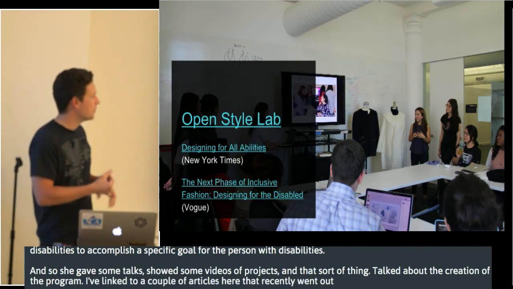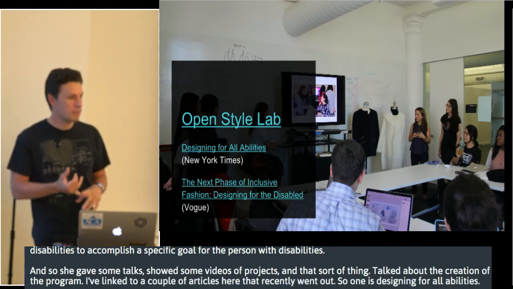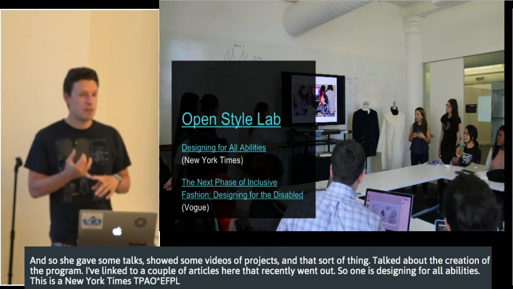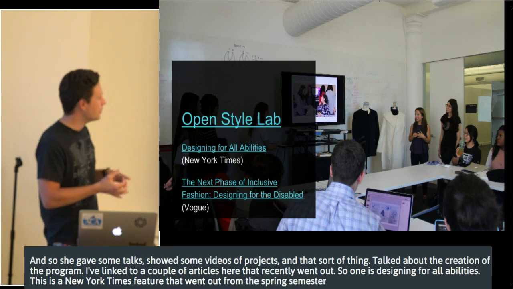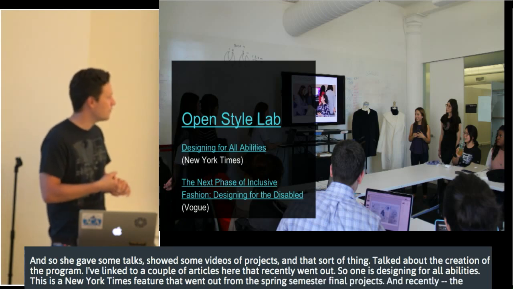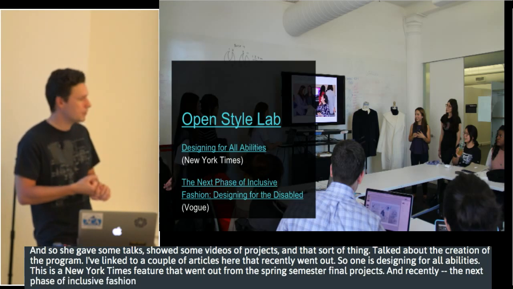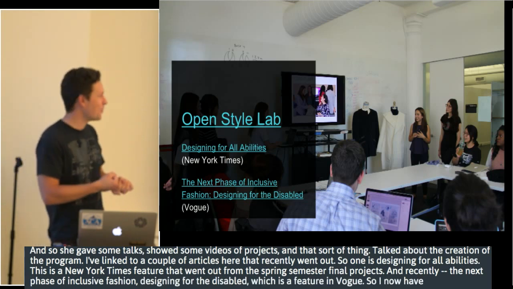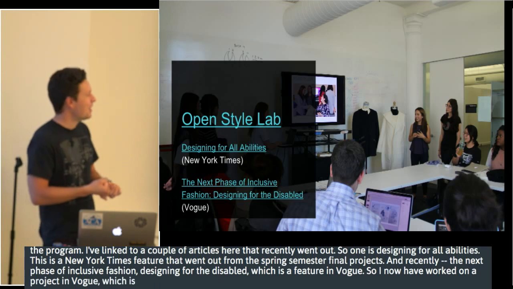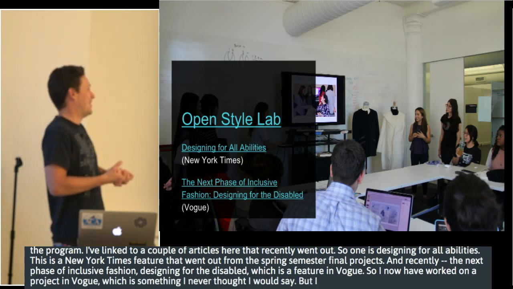One is Designing for All Abilities. This is a New York Times feature that went out from the spring semester final projects. And recently, the next phase of inclusive fashion, designing for the disabled, which is a feature in Vogue. So I now have worked on a project in Vogue, which is something I never thought I would say. But I think that's badass.